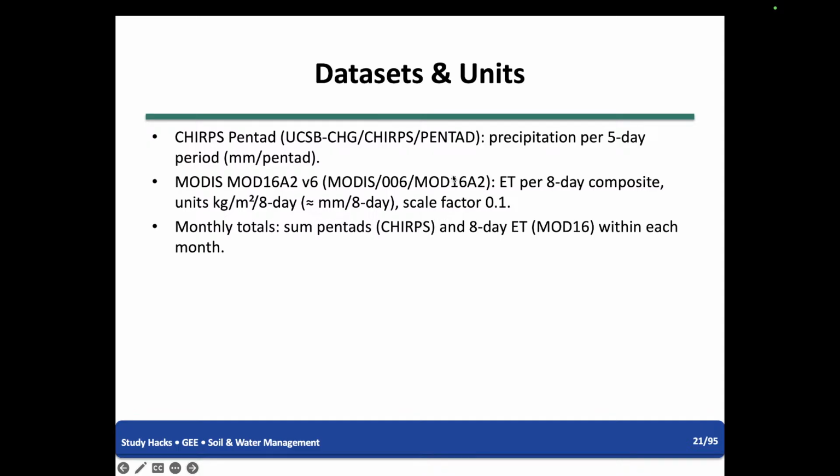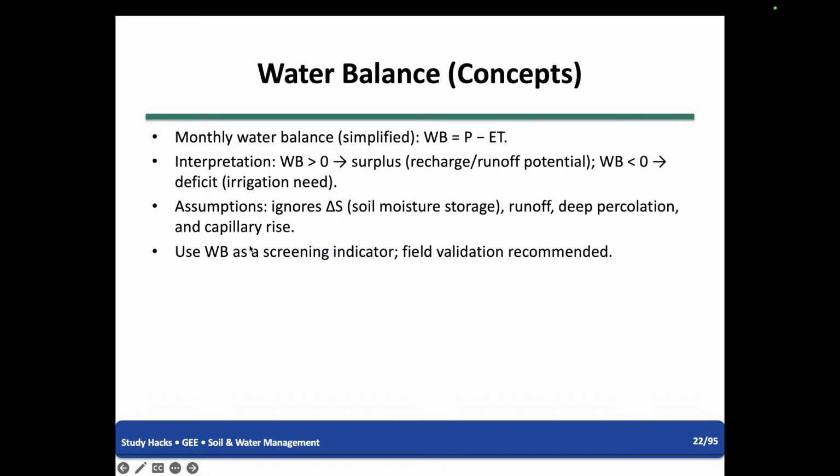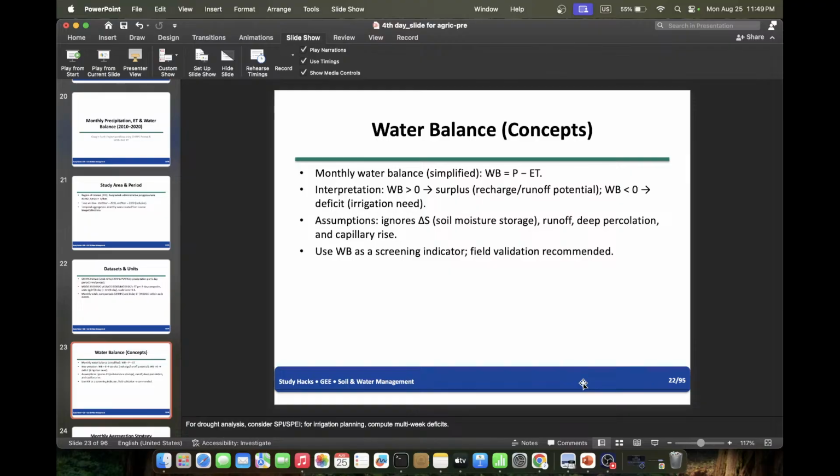For ET data we take the MODIS data. We compute the monthly total sum of precipitation, and also the 8-day evapotranspiration within each month. Then we identify the water balance concept. You can say this is the simplified monthly water balance. We just use this formula: P minus ET. Interpretation: let's take the practical example, then I will explain the theory. So let me open the code editor.